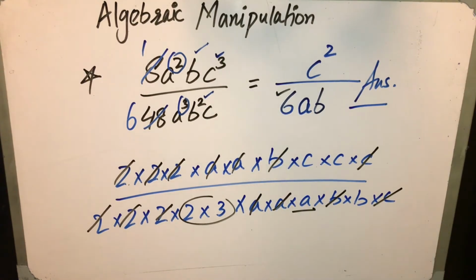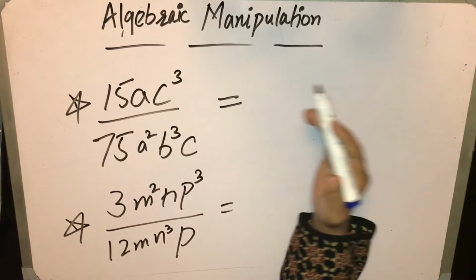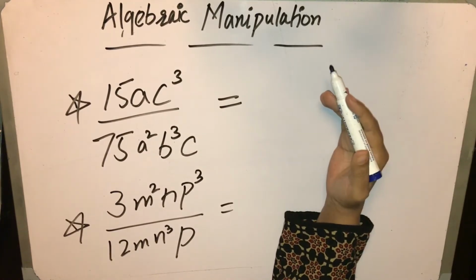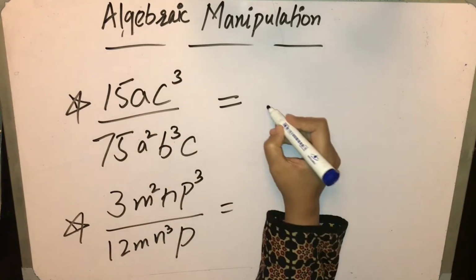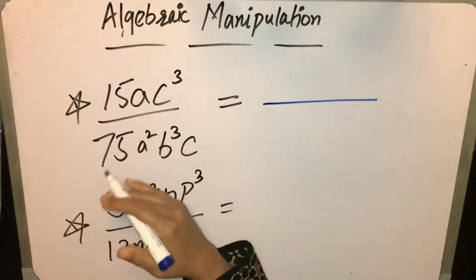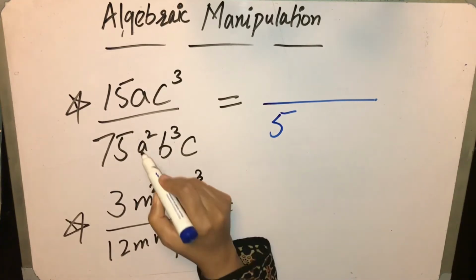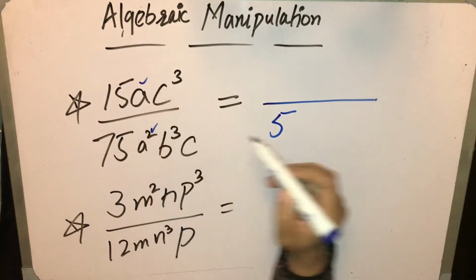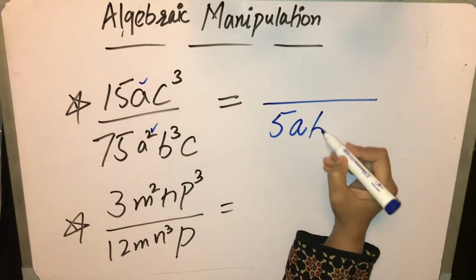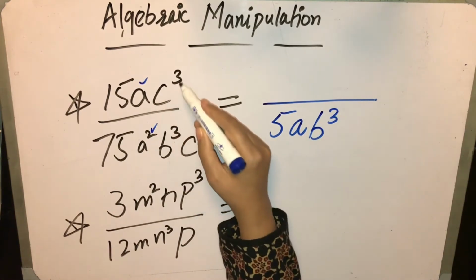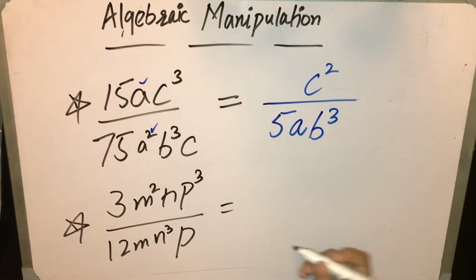I shall do 1 or 2 more examples for you. So instead of doing such long calculations and expanding and then cancelling, we can easily do the cancellation. Like in 15's table, 15 five times 75. 75 is in the denominator, so your 5 will be in the denominator. Where there are more a's, here there are 2 a's, 1 a, so 2 minus 1, 1 a is here. There is no b here, so b power 3 is here. There are thrice c here, 1 c here, so c power 2 is here, and this is the answer.